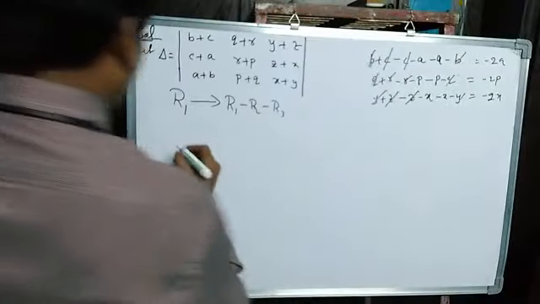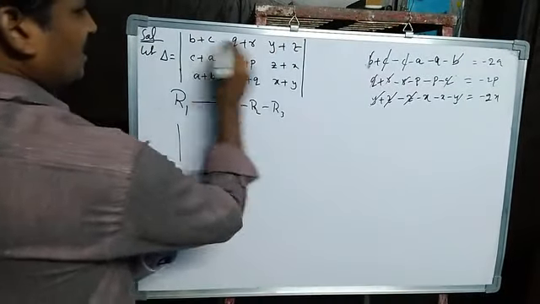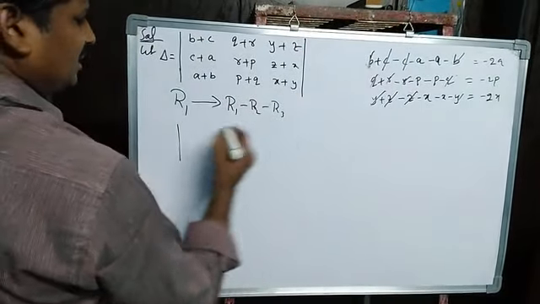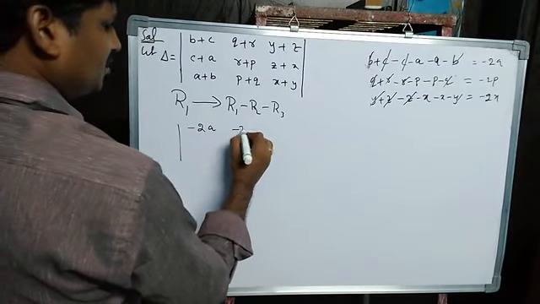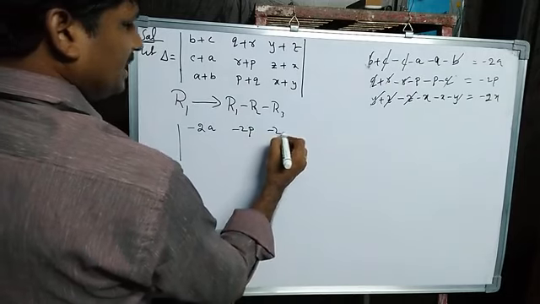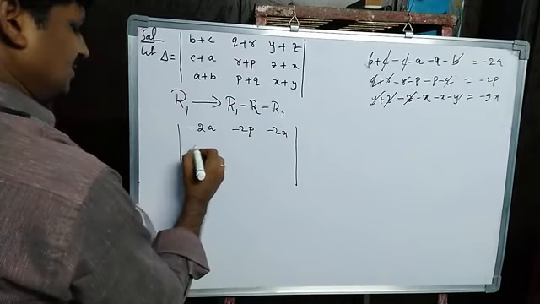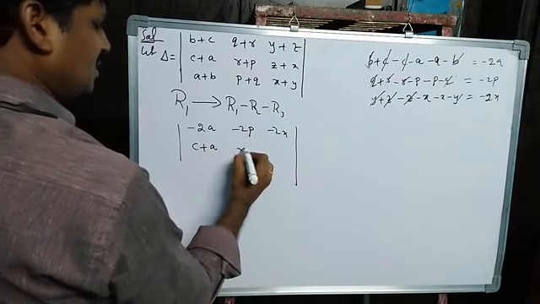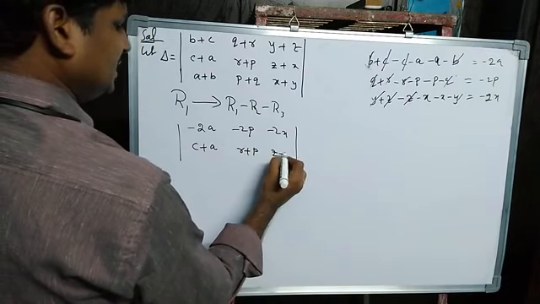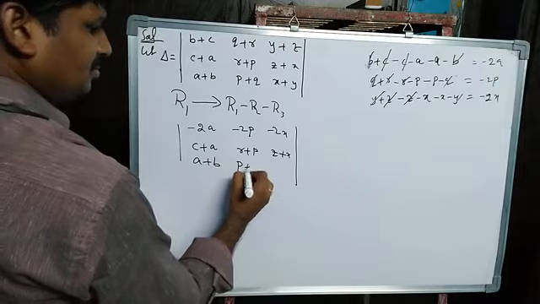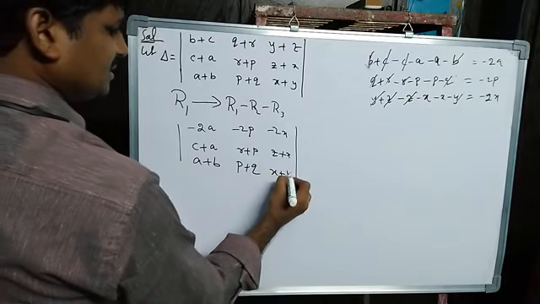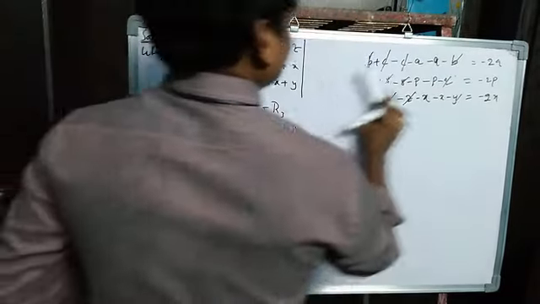In the place of R1, what do we write now? R1 minus R2 minus R3 gives minus 2A, minus 2P, minus 2X. The remaining rows stay the same: C plus A, R plus P, Z plus X, and next A plus B, P plus Q, X plus Y.